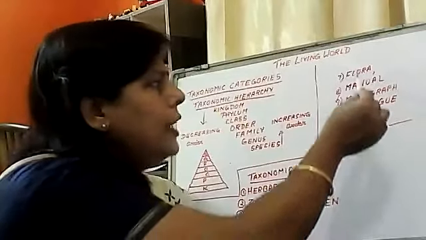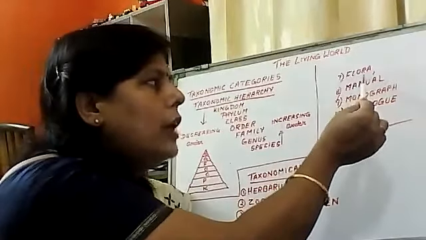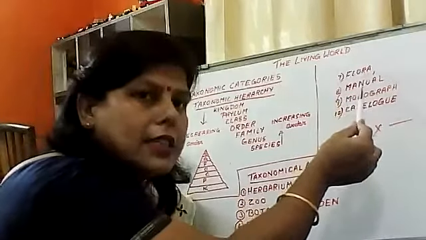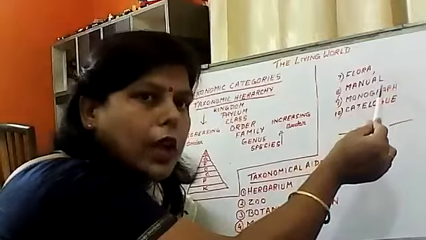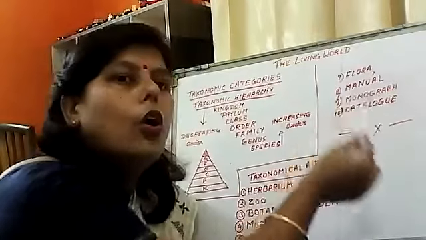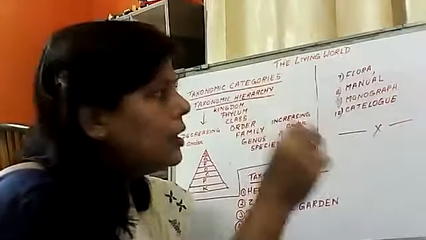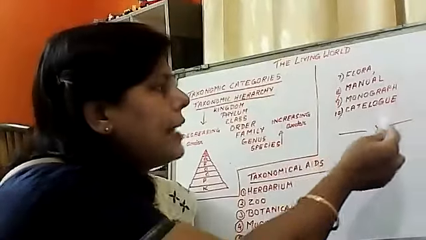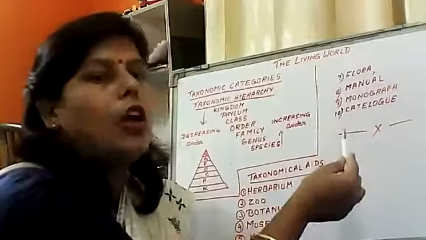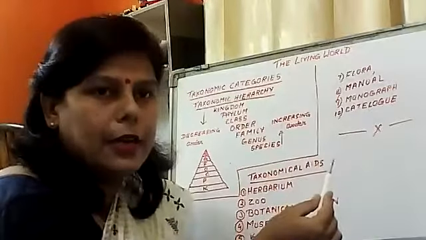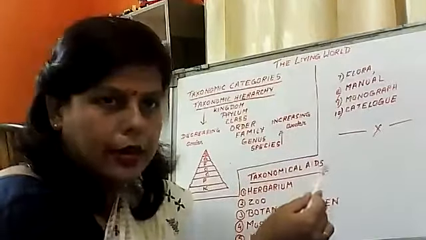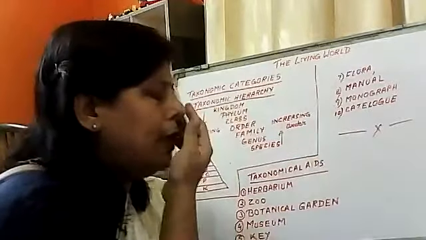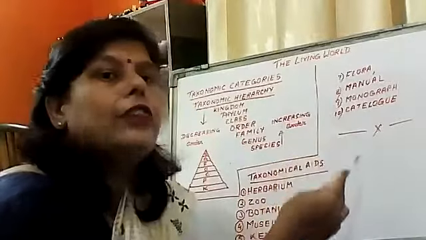So in this way, these three differ. Flora describes only plants. Manual describes both plants and animals of one particular area. And monograph defines only one particular taxon or one group. Then the last one, catalog, is the listing of all the organisms identified till now, explained or listed alphabetically.